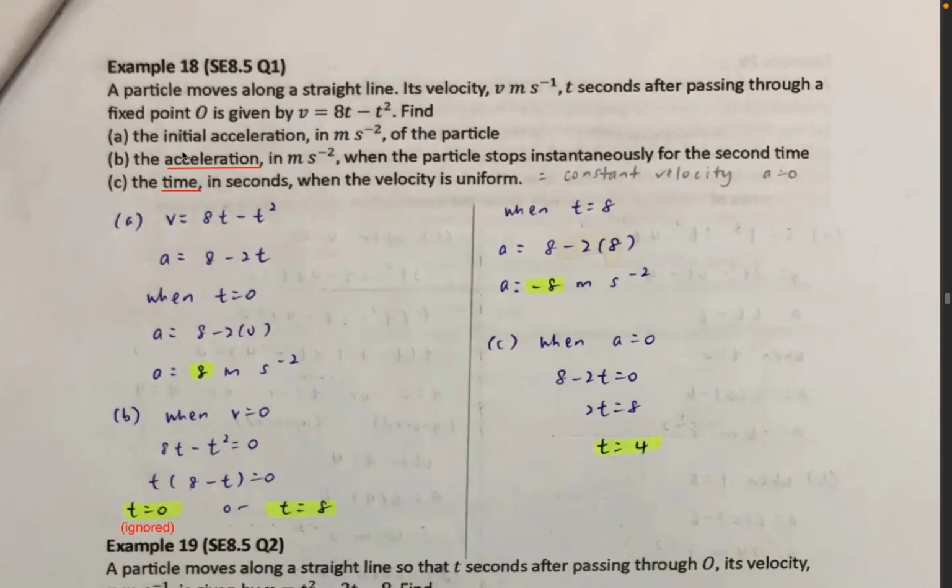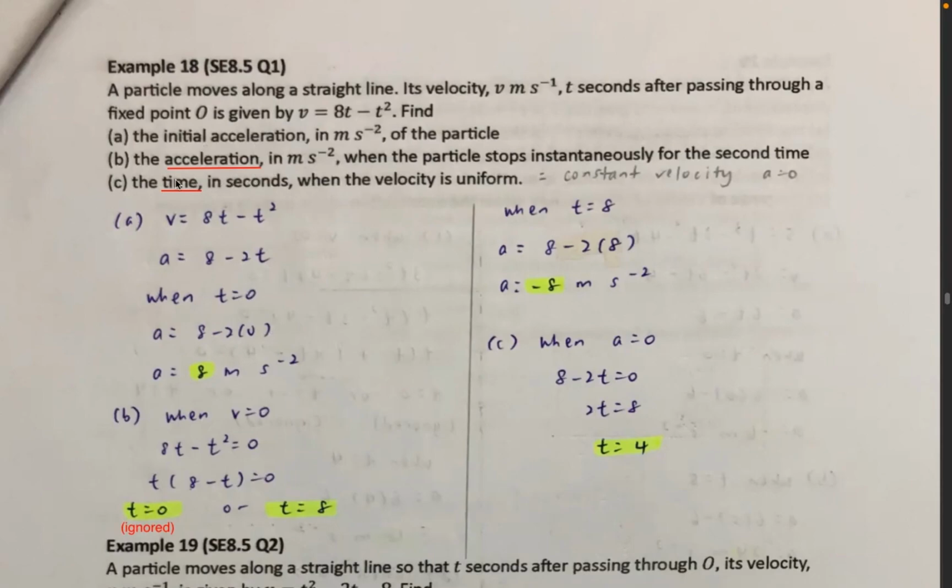Then we check, they are asking for the initial acceleration. Initial means t equals 0. So we substitute t = 0 into the acceleration function. Then we have a = 8 meters per second squared.